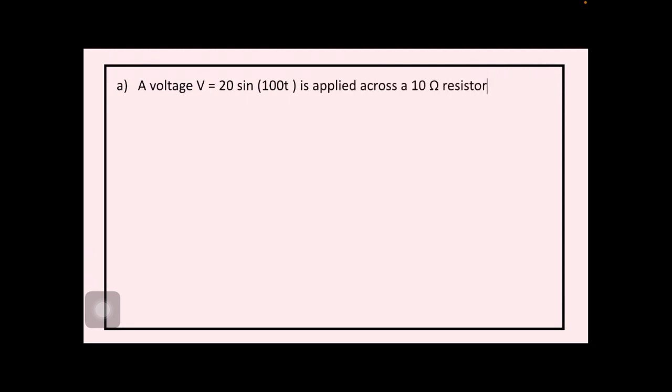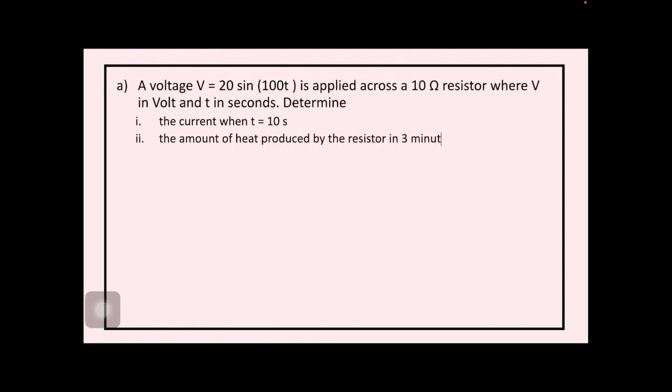So now we will look at topic 6, alternating current, which contributes 10 marks. So question A: a voltage V equals to 20 sin 100 T is applied across a 10 ohm resistor, where V in volt and T in seconds. Determine the current when T equals to 10 seconds and the amount of heat produced by the resistor in 3 minutes.